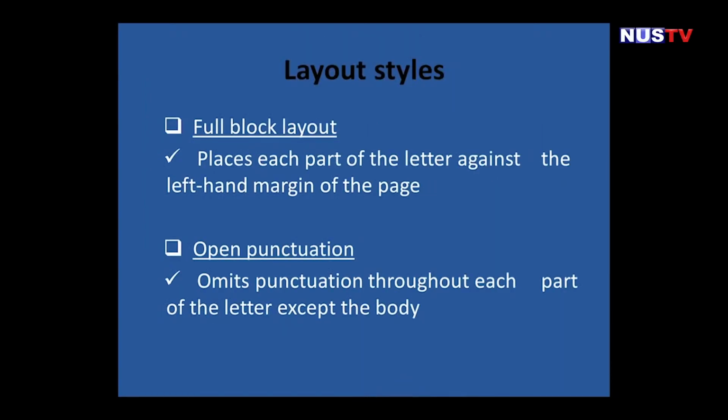Okay, the last part of our lesson: always remember the layout styles. Always remember to use full block layout, which places each part of the letter against the left-hand margin of the page. So avoid using center alignment, where the words move towards the center. Remember to use the left margin, so all of the sentences start from the left margin. Open punctuation omits punctuation throughout each part of the letter except the body.